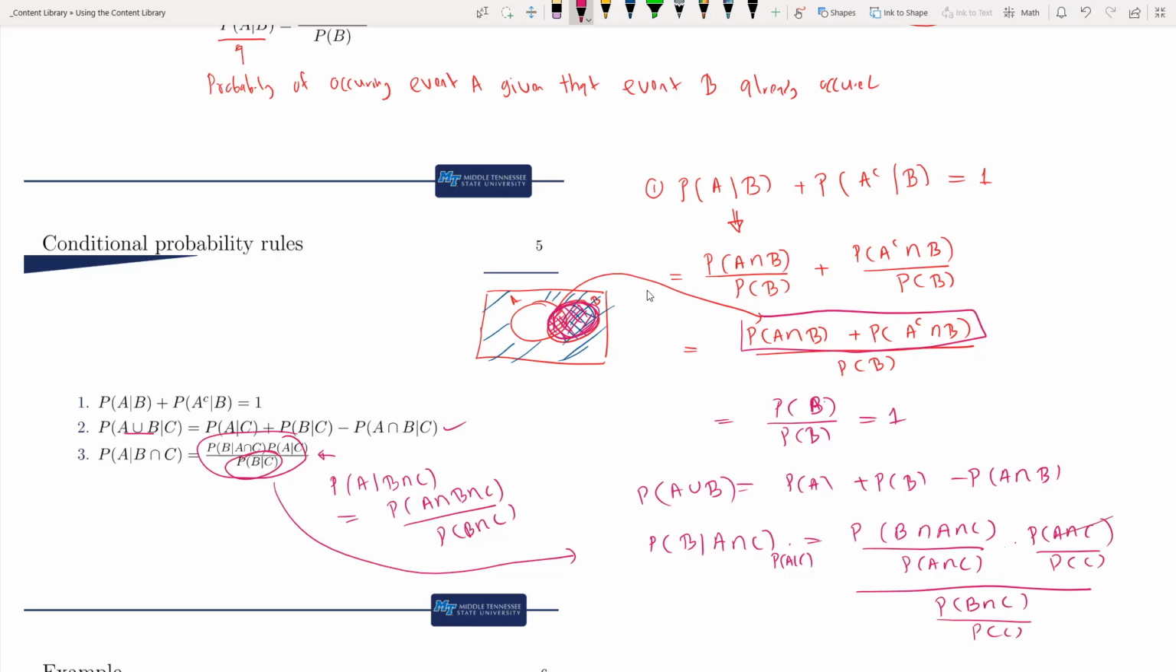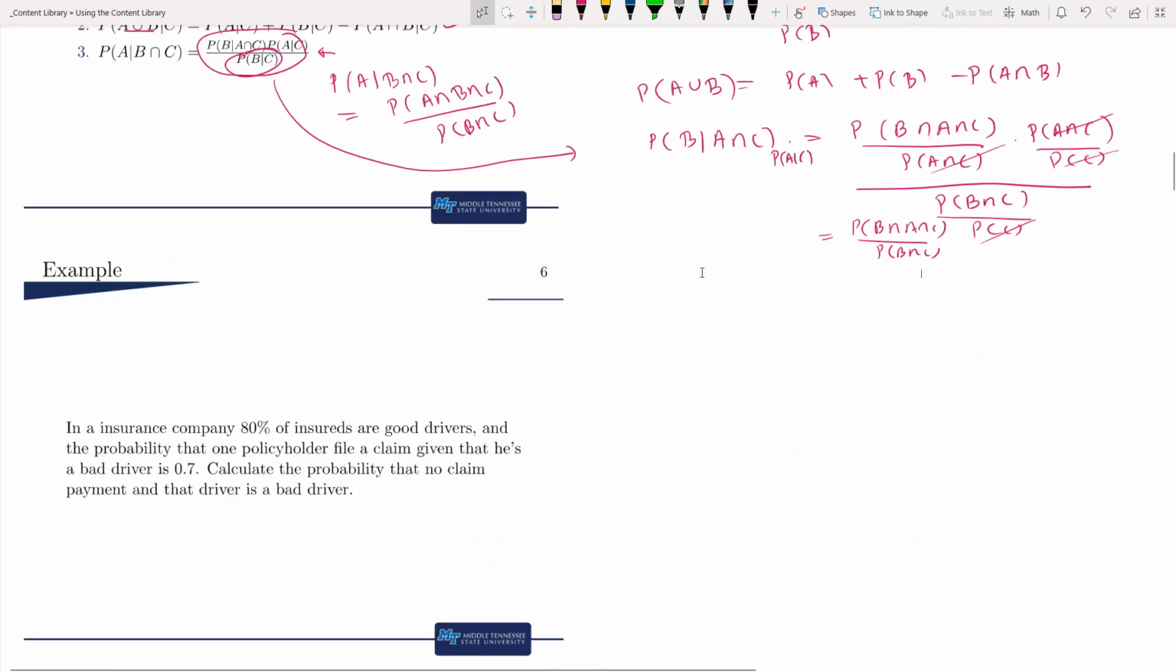So you can see that this cancels, this is cancelled, and you end up with probability B and A and C over probability B and C. Okay, so you can prove it. These rules are very useful when you are doing problems.